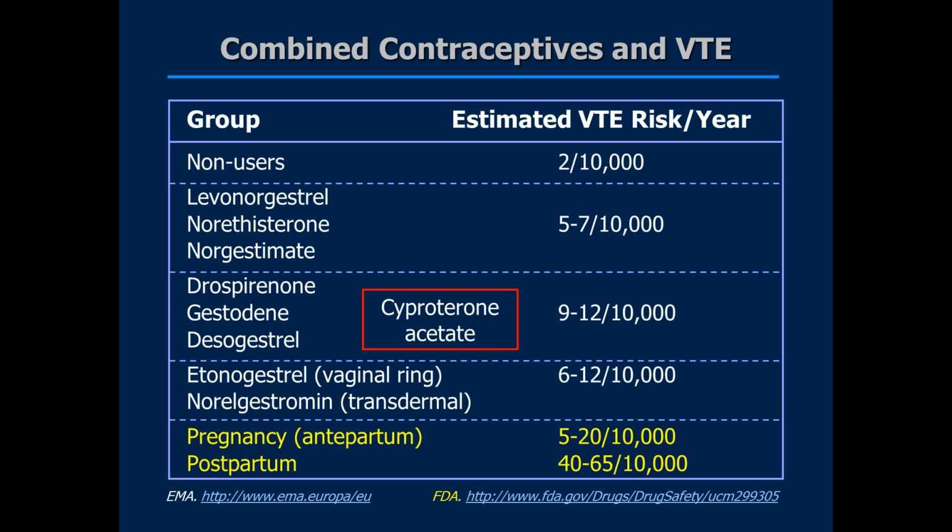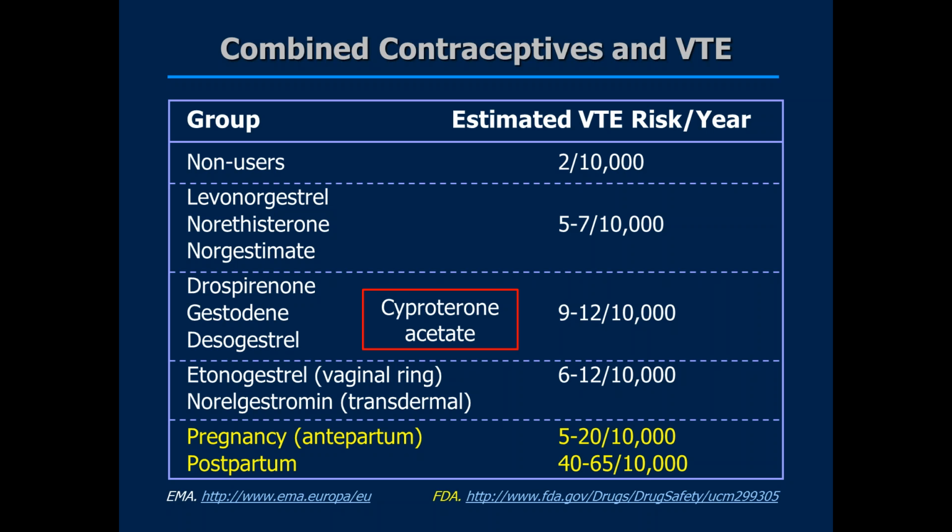And you can see that the risks for the vaginal ring and transdermal estrogens are in the same ballpark. So again, your lowest risk contraceptives are probably those with 20 to 30 micrograms of estrogen and a levonorgestrel-based progestin. It's important to place these risks in the context of pregnancy because, of course, that's what combined oral contraceptives are trying to prevent. And you can see that the risks of venous thromboembolism, both antepartum and postpartum, are higher than with combined oral contraceptives.